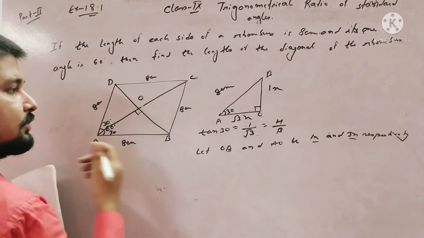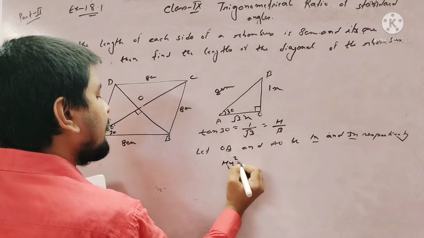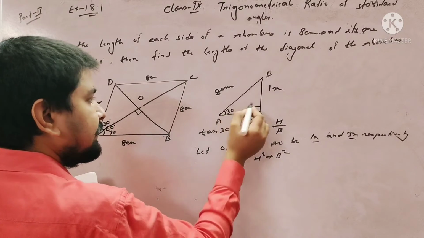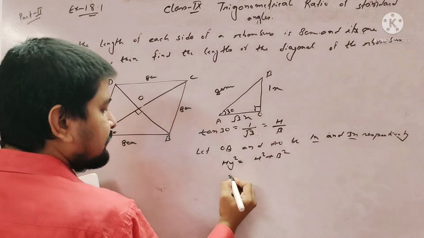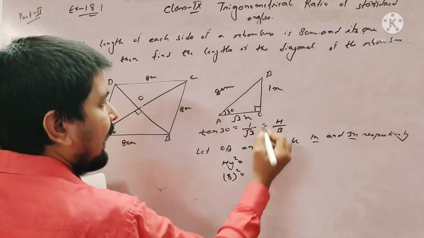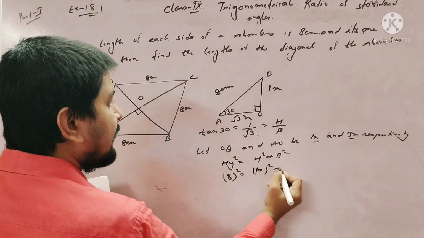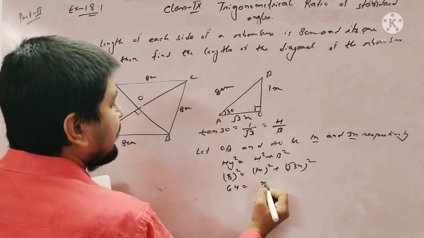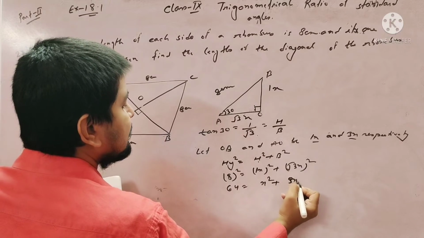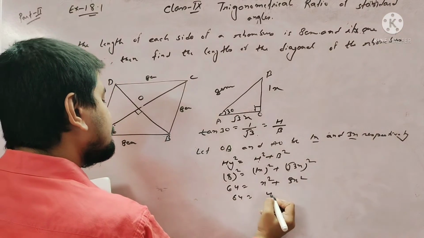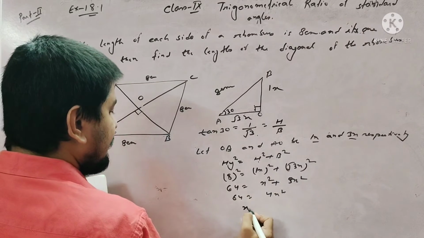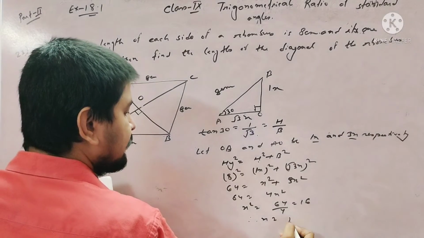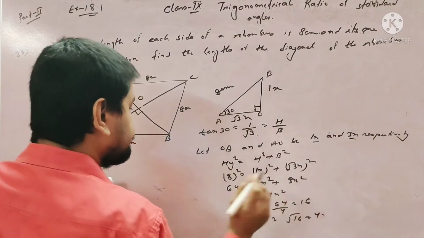Now apply the Pythagoras theorem. We know that hypotenuse square equals height square plus base square. The side opposite to 90 is the hypotenuse, that is 8 centimeter, so 8 square equals 1x square plus root 3x square. So 64 equals x square plus 3x square, so 64 equals 4x square. So x square equals 64 by 4, that is 16. Therefore x equals root under 16, that is 4.